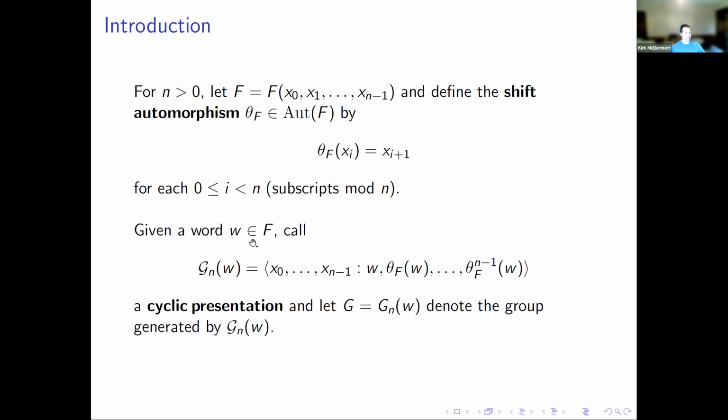And then in order to build the groups, we'll take a presentation by taking any word in the free group. And here is our cyclic presentation now. So you've got your n generators, and then you've got your relation word W, as well as all of its shifts. So we'll call this a cyclic presentation, and I'll stick to cursive letters for the cyclic presentations. And then for regular letters, we'll refer to those as the groups given by the presentation.